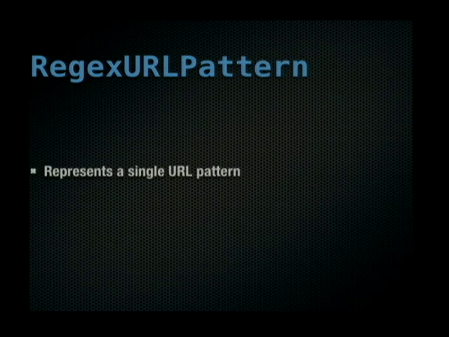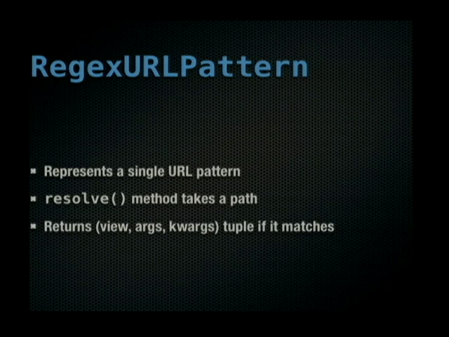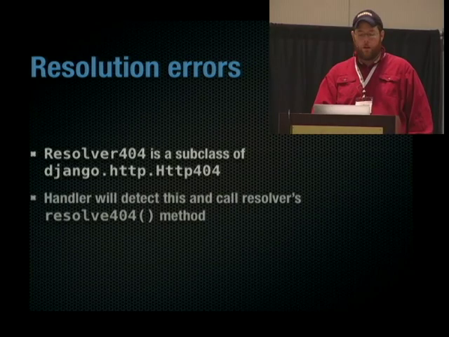Basically what this does is go through a list of RegexURLPatterns, which is what you're creating when you set up your URLs and you call patterns and pass it a list of stuff. Each one of them represents a single URL pattern. Each one of them has a resolve method, which takes a path. Each one of them says, do I match this path? And returns a tuple of the view, positional arguments, and keyword arguments if it does.